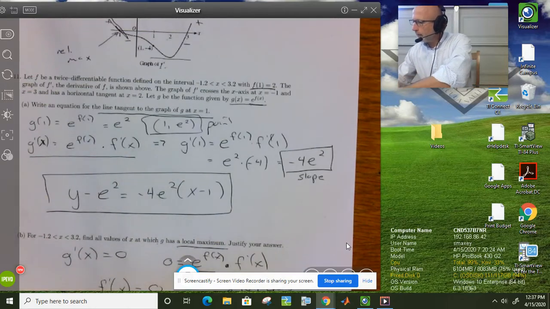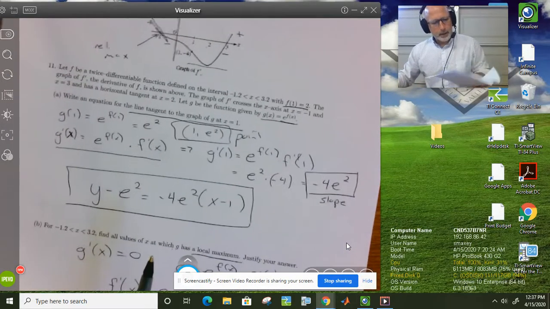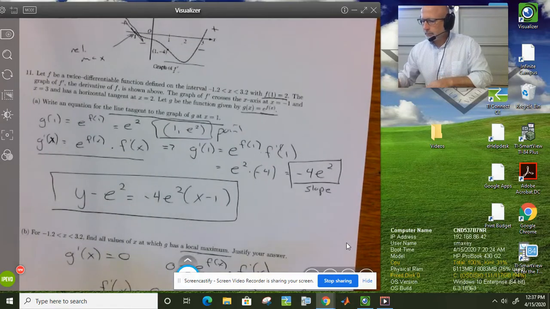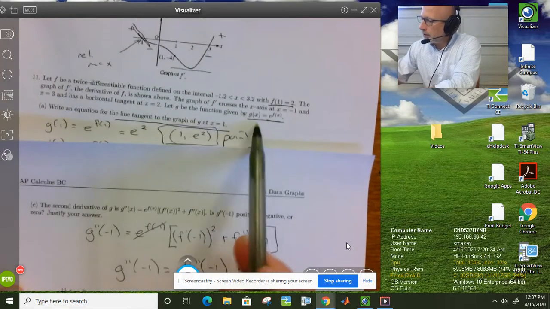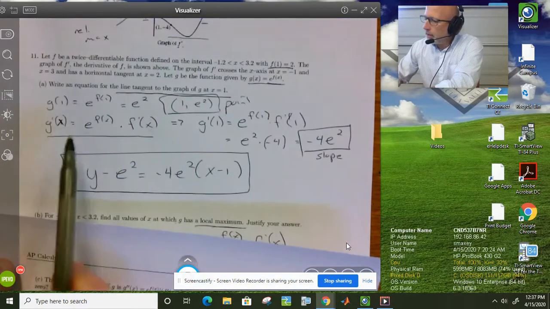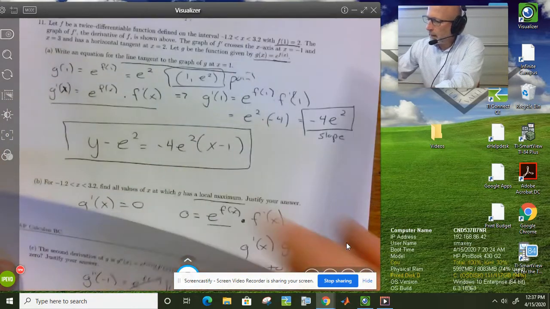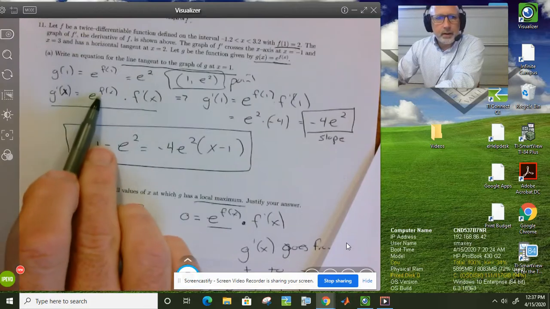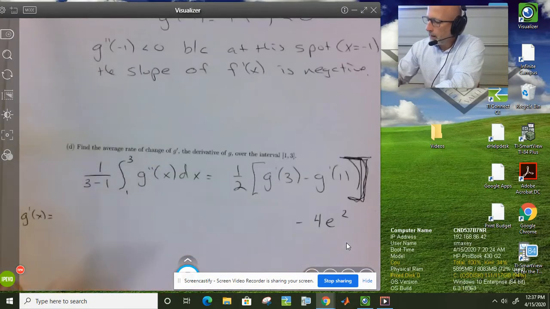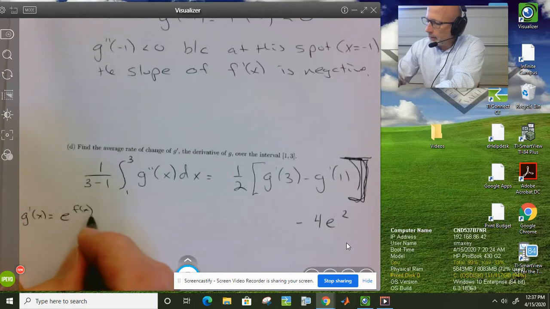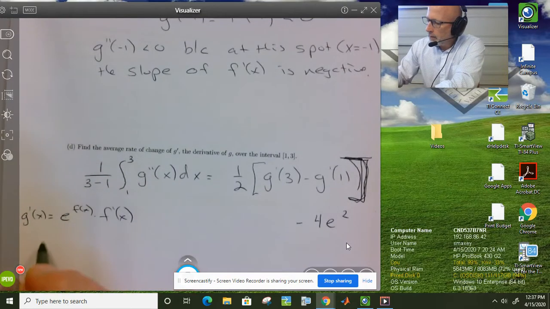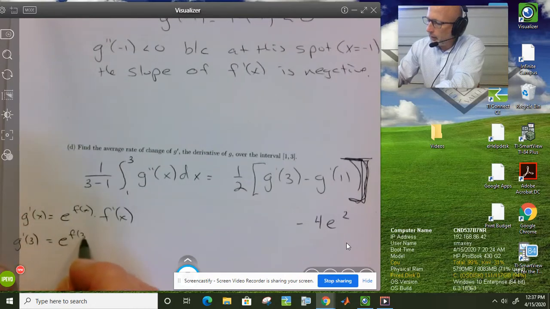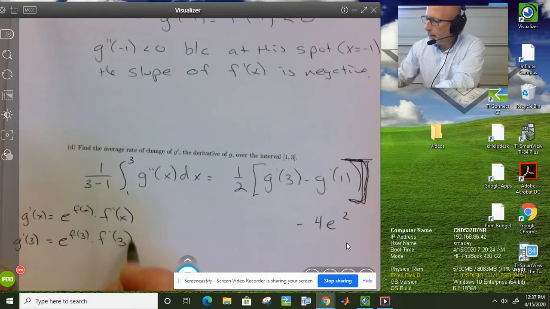Well, it doesn't look like we have it anywhere else, but we do know the equation for g. g is given by this. So I can go ahead and use what g prime of 3 is equal to. Okay, so maybe I'll go over here. So g prime of x is equal to e to the f of x times f prime of x. So that's equal to, so g prime of 3 is equal to e^(f(3)) times f prime of 3.